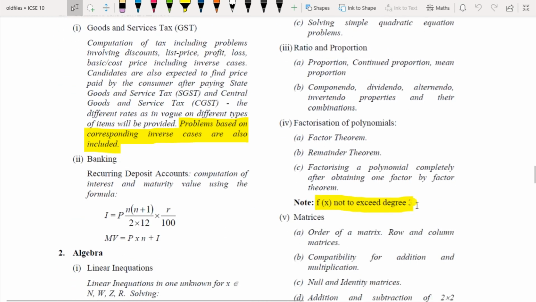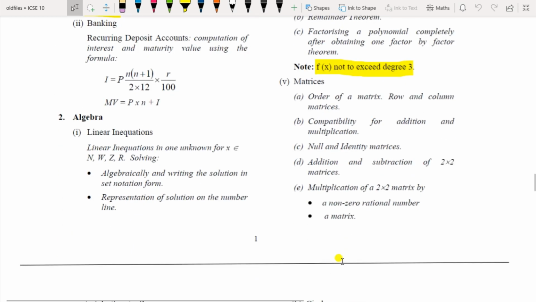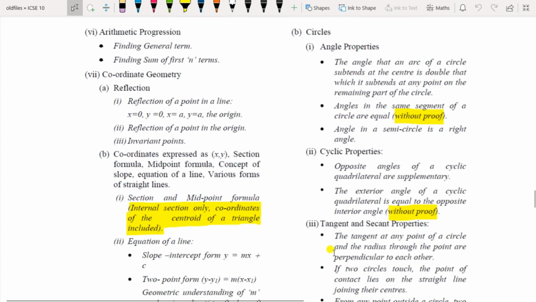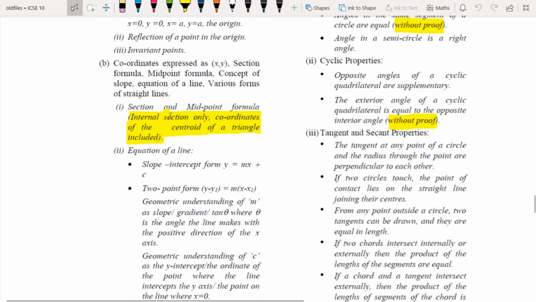So all these are very easy. You can go through my videos in the playlist. So ratio and proportion, and here factorization of polynomials, where f(x) is not to exceed degree 3. So the equation will not be given exceeding degree 3 here. Then matrices, it's a very easy lesson. Arithmetic progression is there, geometric progression is removed, it is omitted. Then coordinate geometry, it is reflection, okay. Then it is section and midpoint formula and equation of line. Equation of line is a very important chapter.